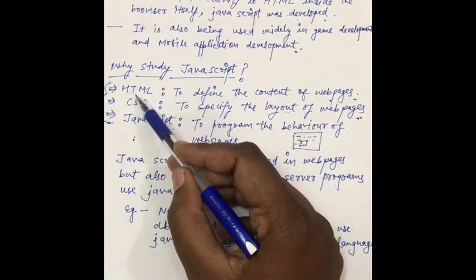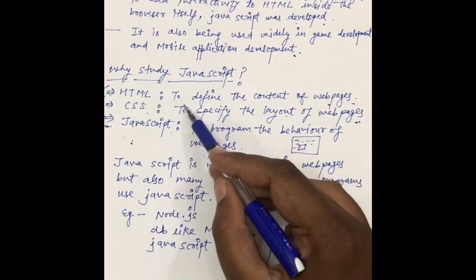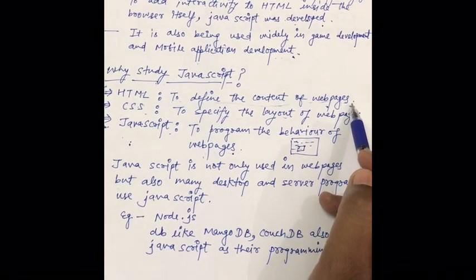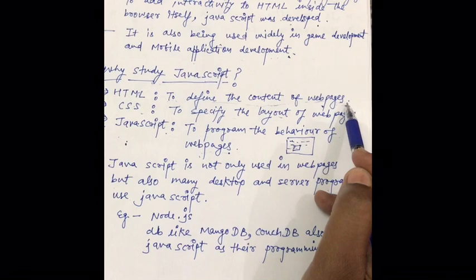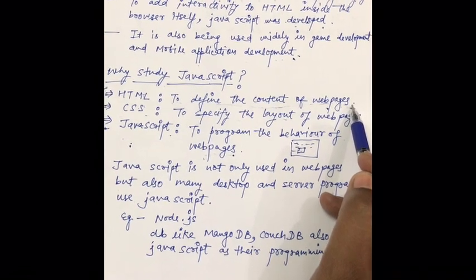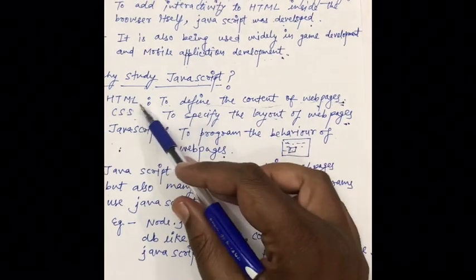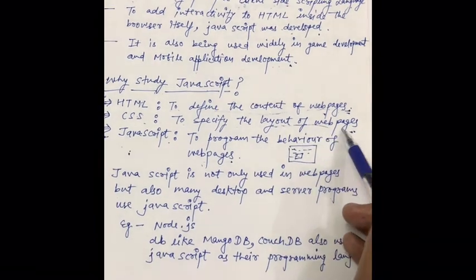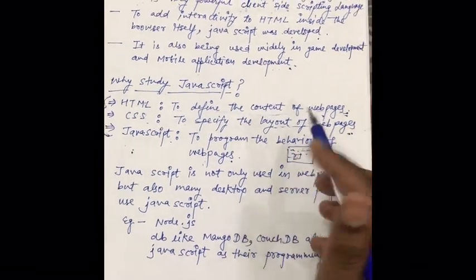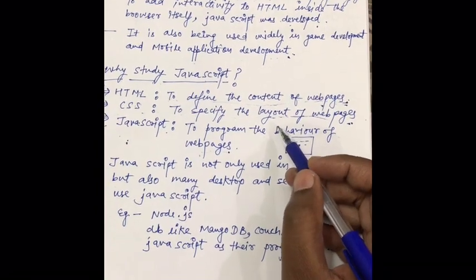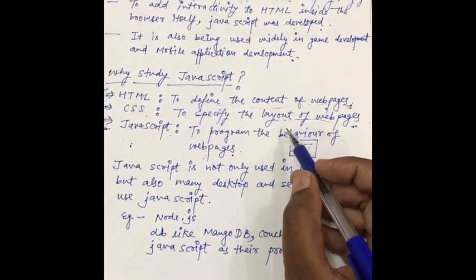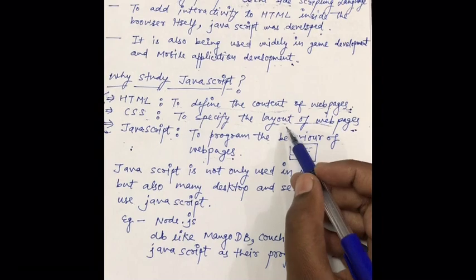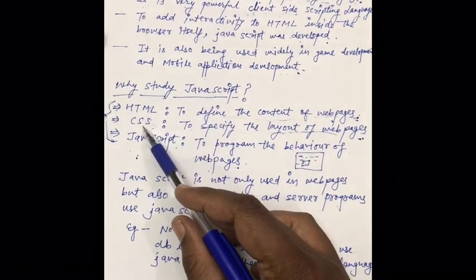So here the first thing we'll discuss is HTML. HTML is used to define the content of web pages. The content of web pages means whatever matter or information you want to display on your web pages, and that is done with the help of HTML. Now CSS is used to specify the layout of web pages, meaning how the matter or the page contents will look. These things will be managed by CSS.